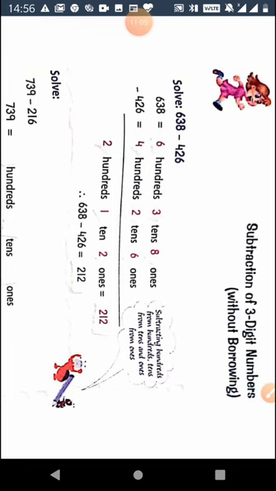Now as we did in addition, that is we added ones places, then tens places, then hundreds places, similarly in subtraction also we will subtract ones from ones, tens from tens and hundreds from hundreds. And we always start from right hand side, that is we always start from ones place. I have already told you. So first we will subtract ones place. So 8 minus 6 is equal to 2 ones. 3 tens minus 2 tens is equal to 1 ten. And 6 hundreds minus 4 hundreds is equal to 200. So therefore 638 minus 426 is equal to 212.